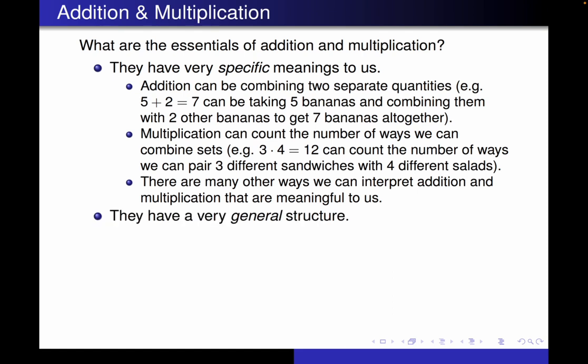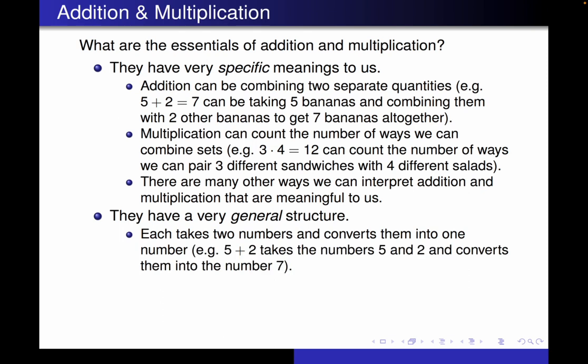But I also want to say that addition and multiplication have a much more general structure. If we ignore for a moment the very specific meanings to us in solving specific problems, they have a general pattern that we can see. Both addition and multiplication take 2 different numbers, or sometimes 2 of the same number, put them together, and convert them into one single number. If you think of what 5 plus 2 is very abstractly, you take 2 numbers, 5 and 2, you combine them in some way, and then out pops the number 7 as your single output.